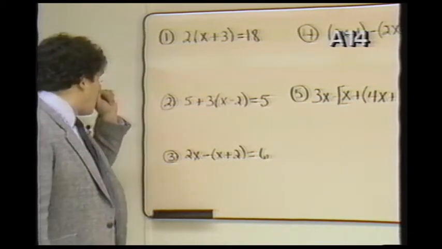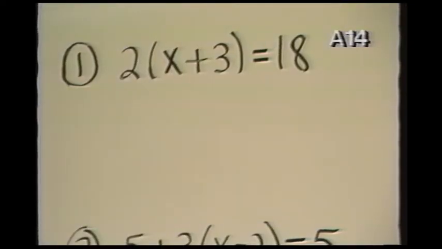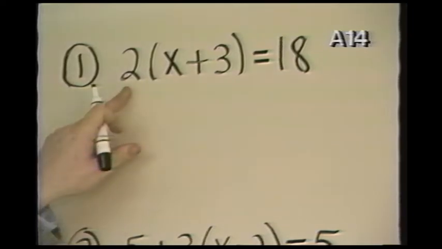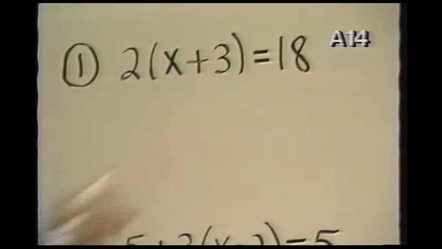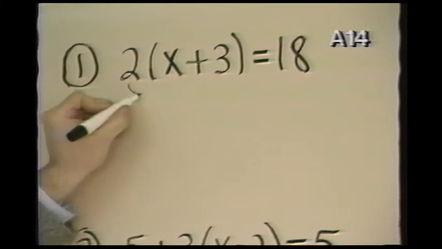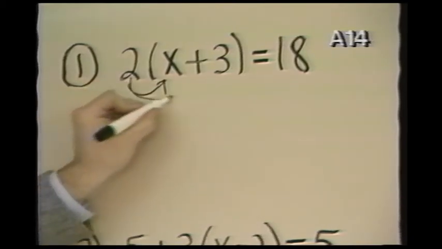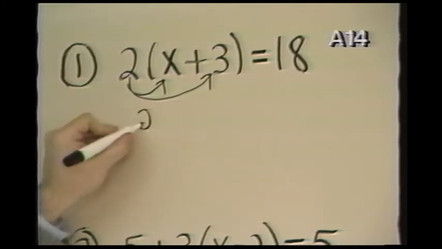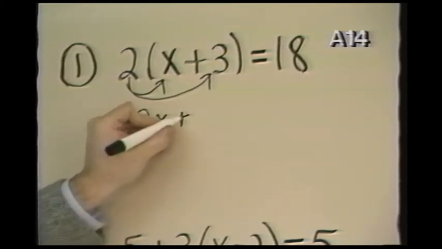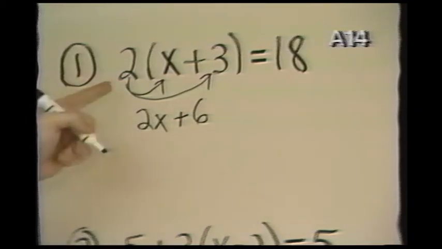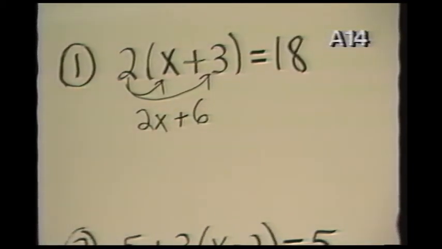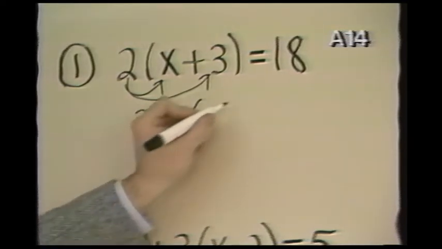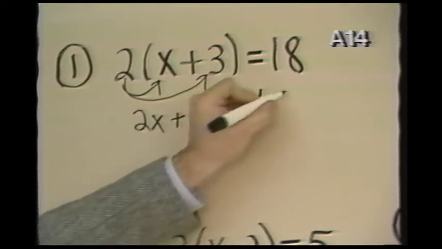Problem number 1. 2 times the quantity x plus 3 equals 18. Now, what this means is we're going to take 2 and multiply it by x plus 3. I have to multiply 2 by x and 2 by 3. So 2 times x is 2x. 2 times 3 is 6. This 2 times the quantity x plus 3 is the same as 2x plus 6. And that 2x plus 6 is equal to 18.